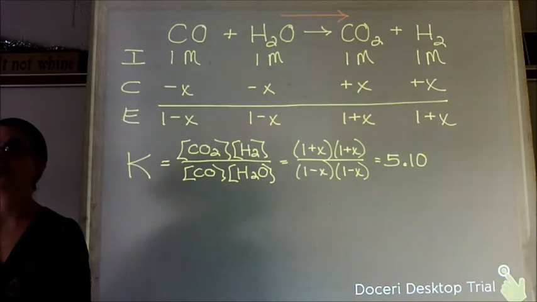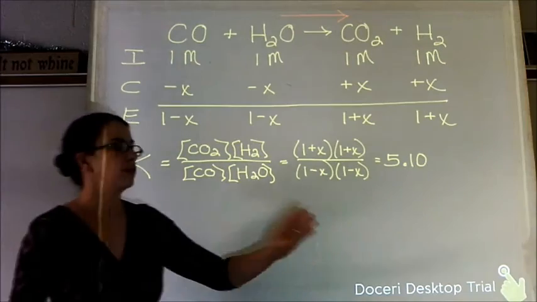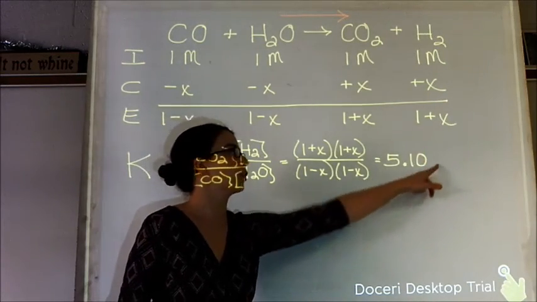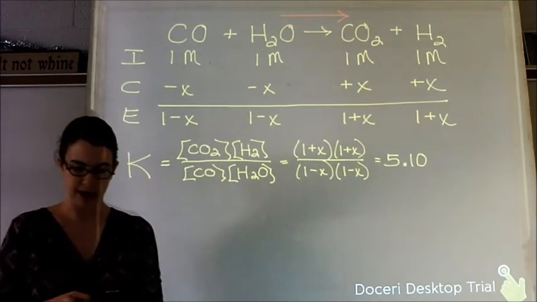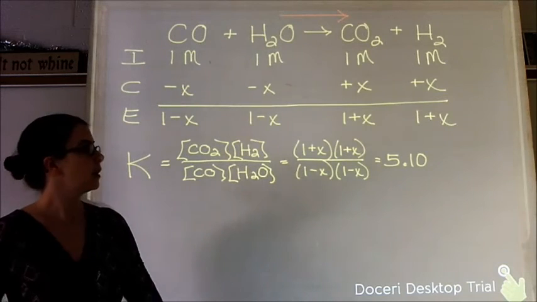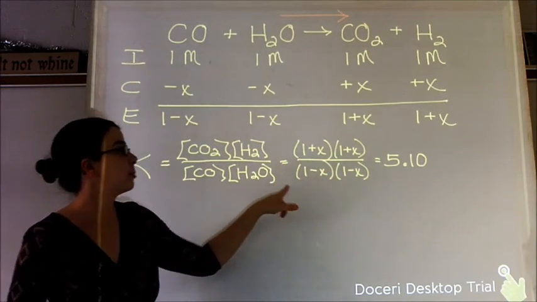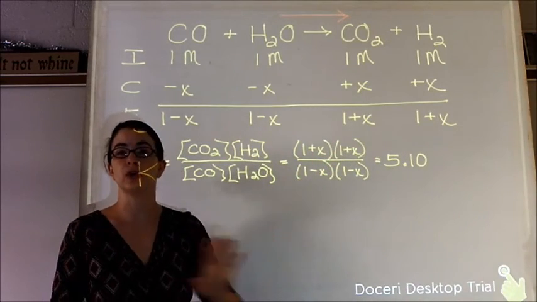Here's what you're going to do. If you go to y equals, in y1, we're going to put that number, just 5.10. In y2, you're going to put this whole thing. Now don't start typing yet.